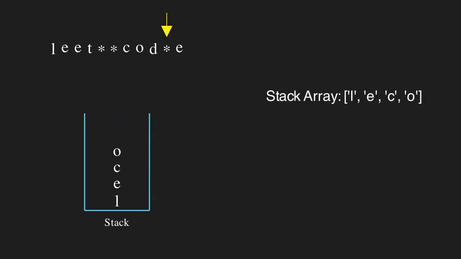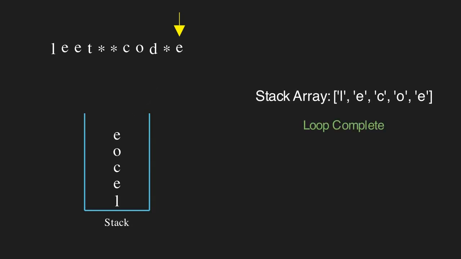The next character is our final star. Applying the deletion condition, we must remove the top element of the stack. We perform a pop operation, which removes the D. The resulting stack state is L, E, C, O. With the stack at L, E, C, O, we read the final character, E.